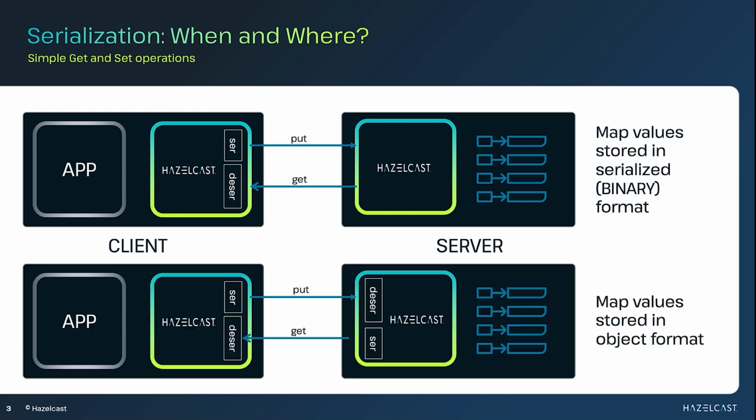Now, if the data is stored in object format, the client-side behavior is the same. But on the server side, when we receive the data, we deserialize it into its object representation and store that. When the get happens, we'll then need to serialize the object at the server side before sending it back to the client. This is obviously adding more work on the server side, so why would we want to do that?